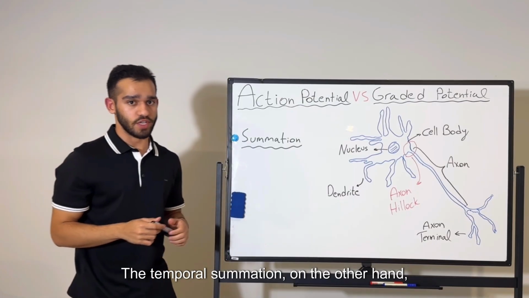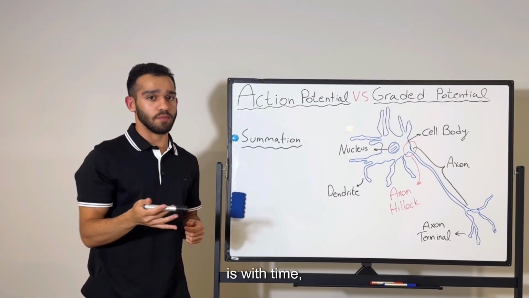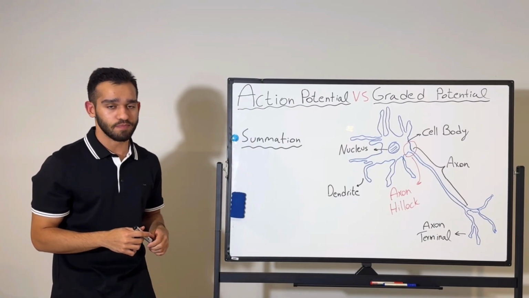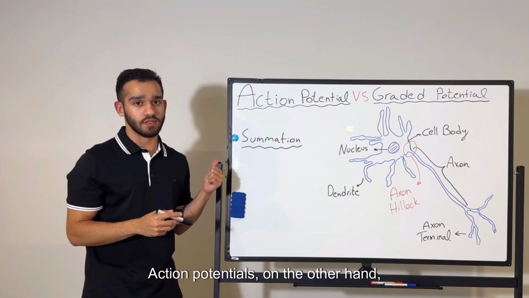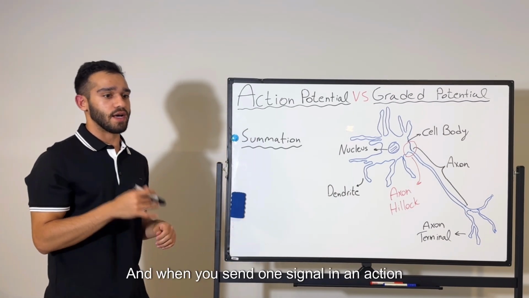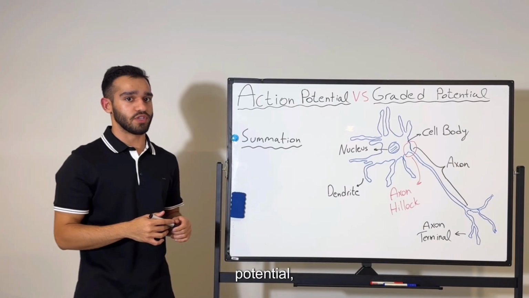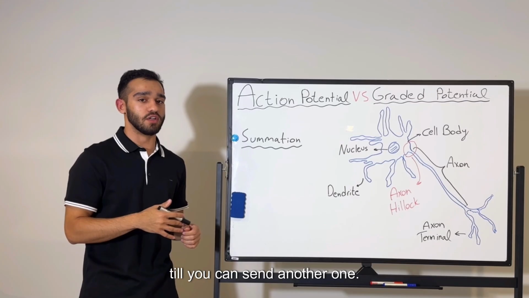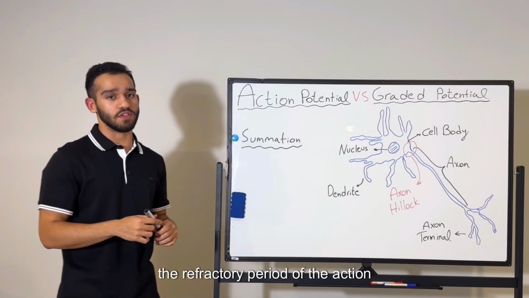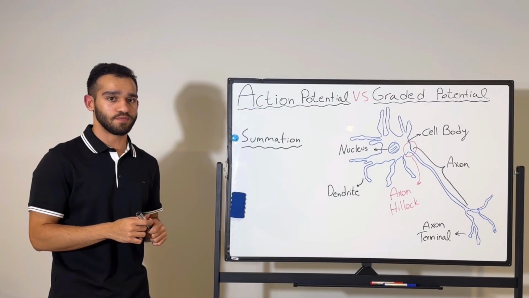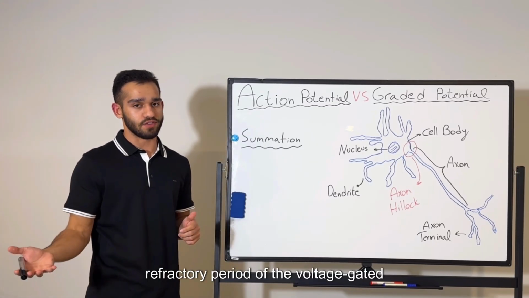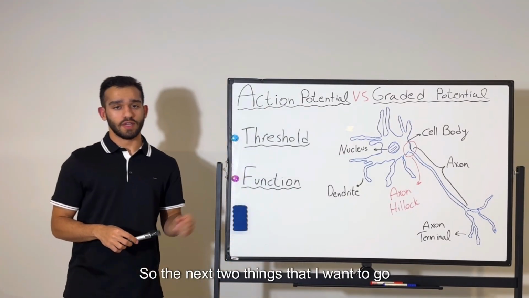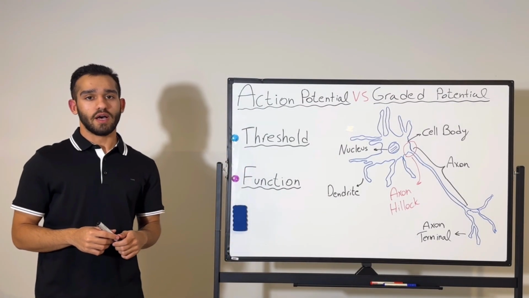The temporal summation, on the other hand, is with time, which means how quickly they're sending neurotransmitters to the cell body. Action potentials, on the other hand, don't have any summation. When you send one signal in an action potential, you need to wait until that one reaches the target till you can send another one. This is called the refractory period of the action potential, which is related to the refractory period of the voltage-gated channels.